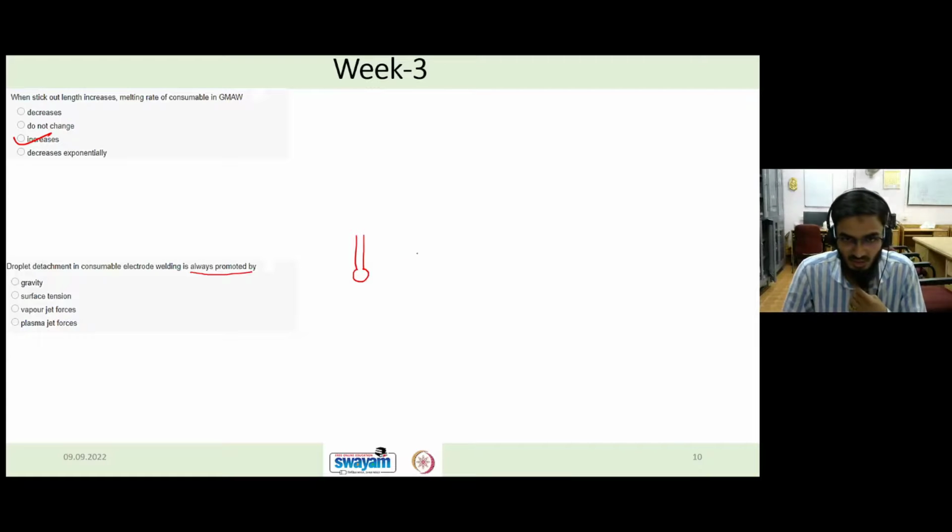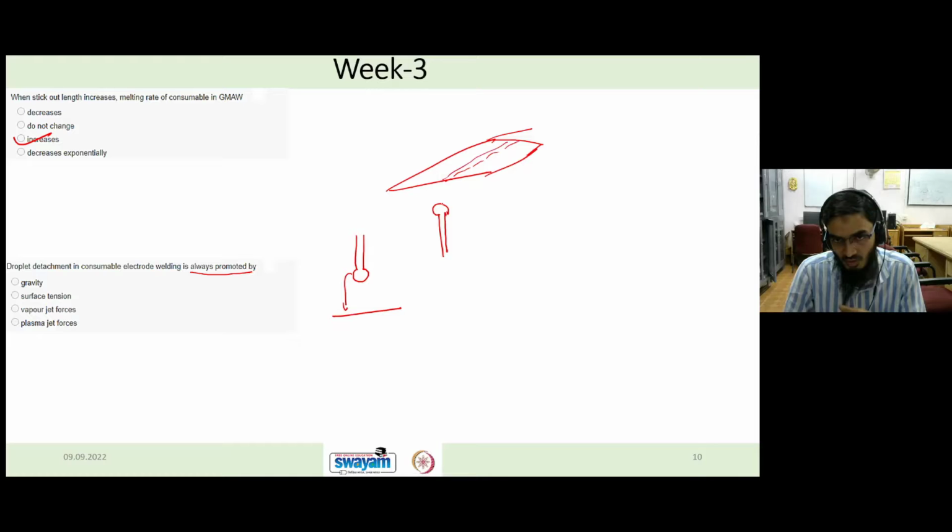Especially for gravity, what if you want to transfer the droplet from this place to this place, like at the bottom. What if you are doing overhead welding like this, and you are going to weld this sheet, and here you are going to make a weld. In that case, you want to transfer the droplet from here to here, but the gravity is acting in this way. So here, can you say that gravity is assisting or promoting? Here you can say it is promoting, it is helping this droplet to fall down. But here, can you say it is promoting? No, sir. Here it is against. So gravity is in this direction and you want to transfer in this direction. So it is not promoting. So we cannot say that gravity is always promoting. So this is not correct.